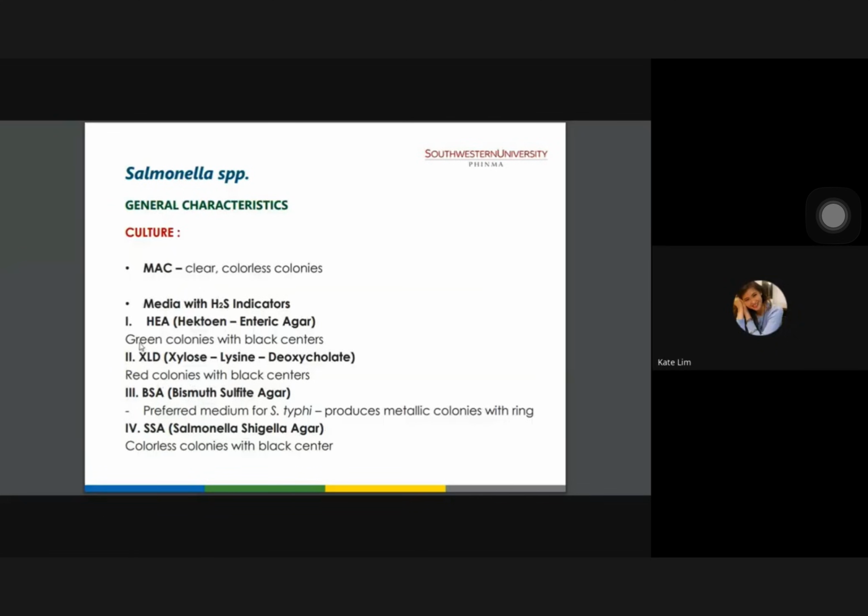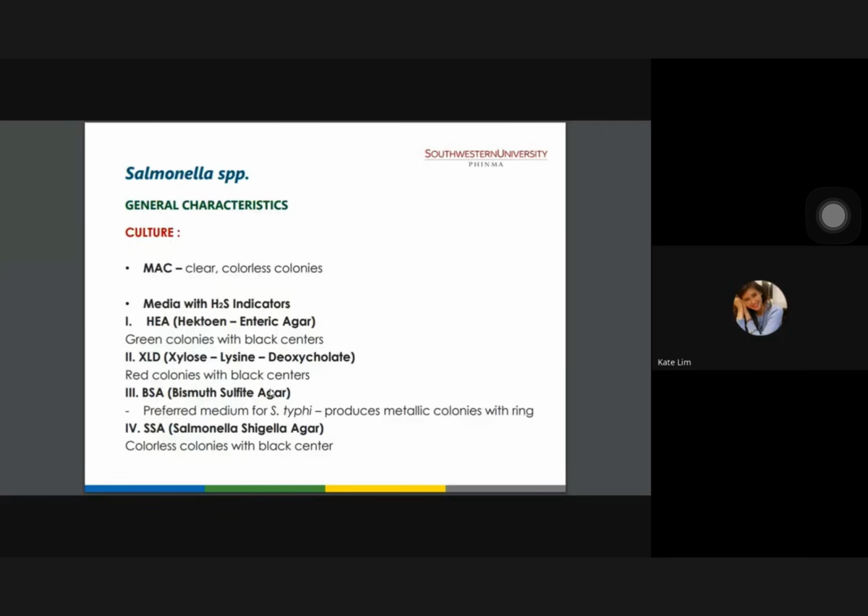Why is this red? Because these red colors indicate that your Salmonella can ferment xylose. Xylose is a type of sugar. So it is red because your Salmonella can ferment xylose. So it has red colonies with black centers.